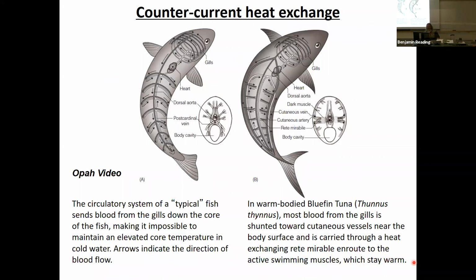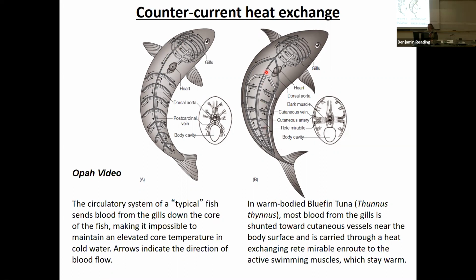So when you look at the plumbing, this is sort of what it looks like. A typical fish has these blood vessels that run down the trunk of the body, coming from the heart to the gills, then down the trunk of the fish, where it then goes out towards the surface of the animal, where it's going to lose heat. And then that cold blood, because the heat gets lost to the water, circulates back, and this cold blood runs right alongside the warm blood, so it cools the fish down. There's no way for this heat to be retained.